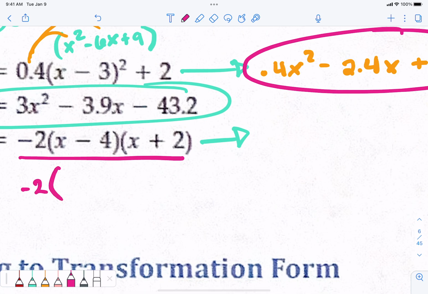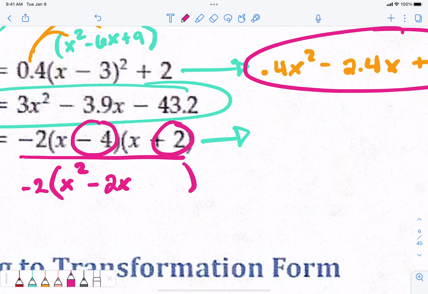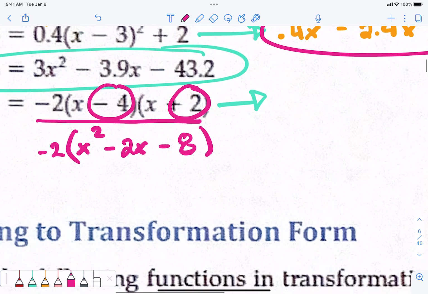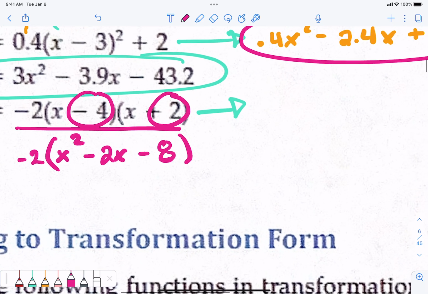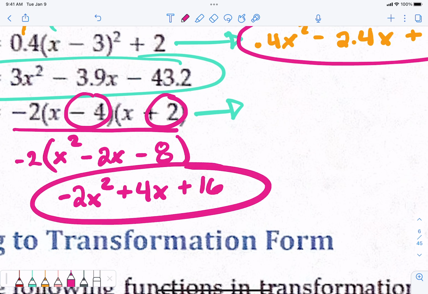So negative 2 is chillin'. What does that become? X squared and then what? Minus 2x, right? And then minus 8, okay? Now let's go ahead and distribute the negative 2 through. That will become negative 2x squared plus 4x plus 16, yeah? Good? Good, good?